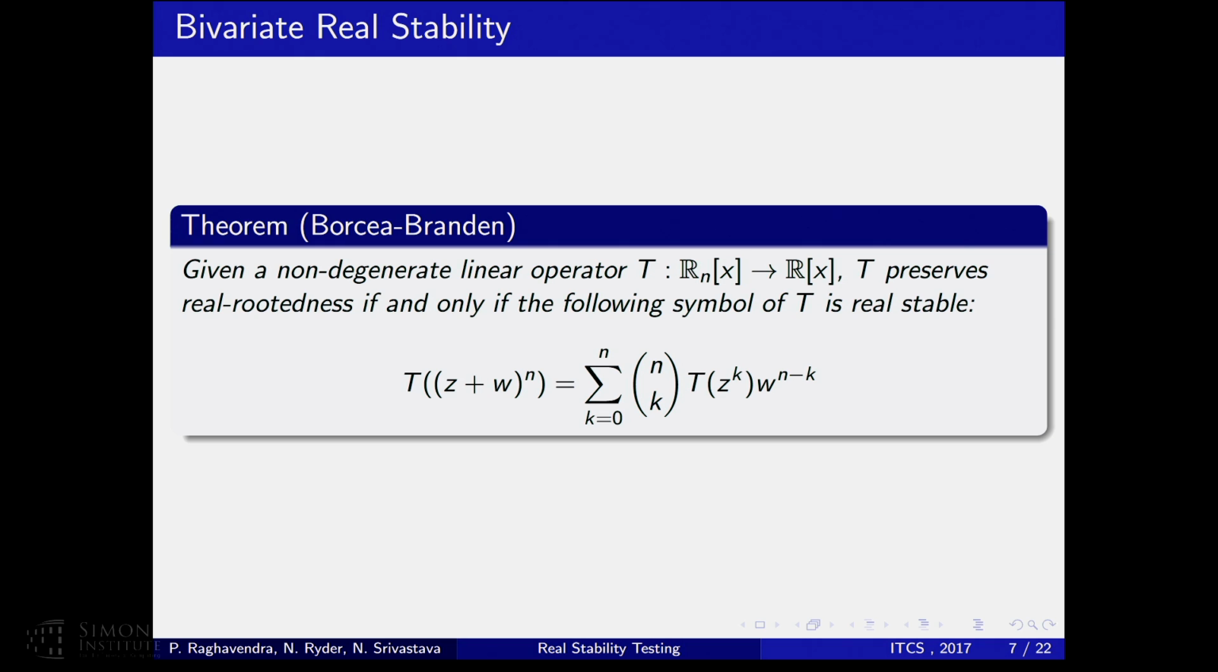So an example of such a linear operator would be differentiation, on real rooted polynomials. And a nice recent theorem of Brändén and Borcea shows that there's a bivariate polynomial you can associate with any linear operator T, called the symbol of T. And T preserves real rootedness if and only if its symbol is real stable. So if we can test bivariate real stability quickly, then we can answer this question.